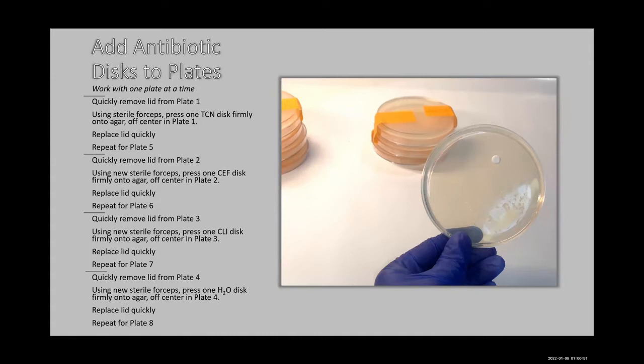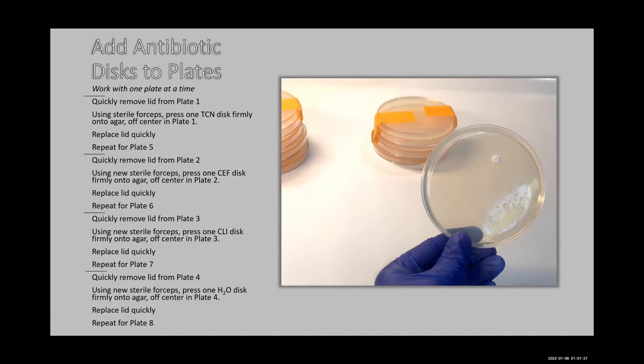Now we're ready to add our antibiotic discs to the plates. We're going to work one plate at a time. Quickly removing the lid from plate 1, using sterile forceps, we're going to press 1 tetracycline disc firmly onto the agar off-center in plate 1. We're going to replace the lid, and then we're going to repeat this process for plate 5.